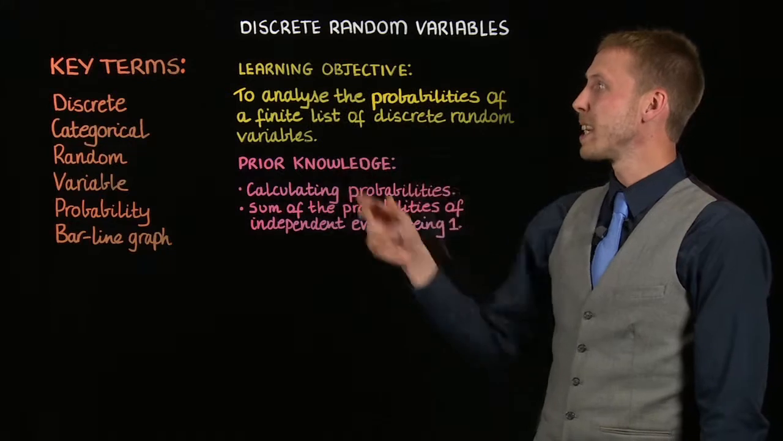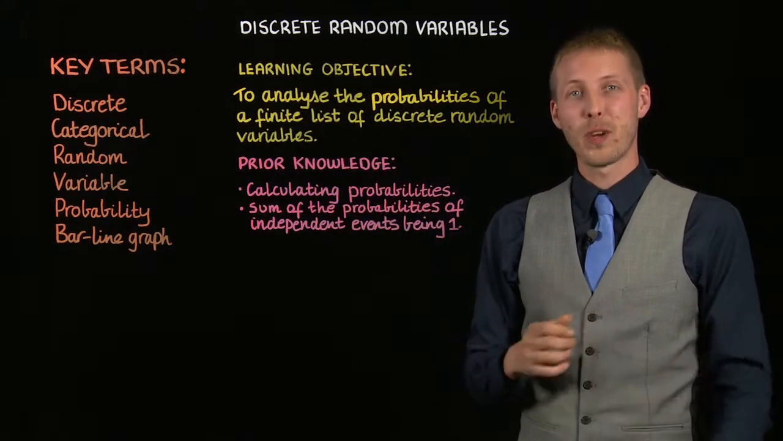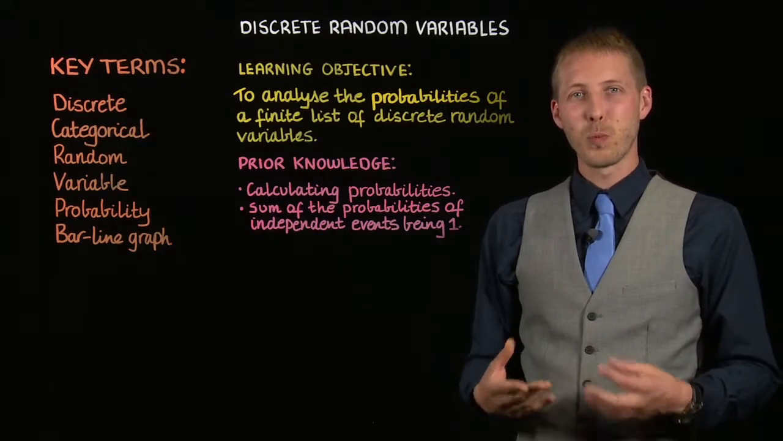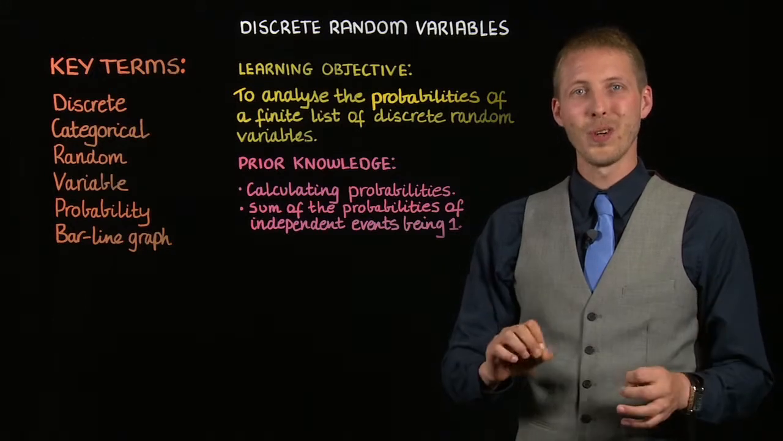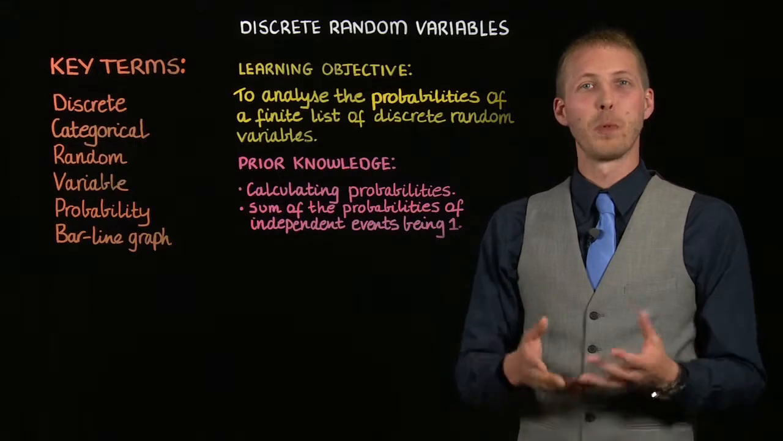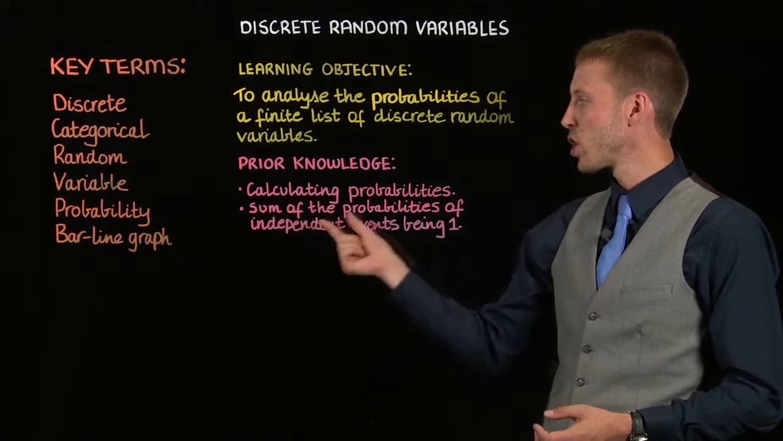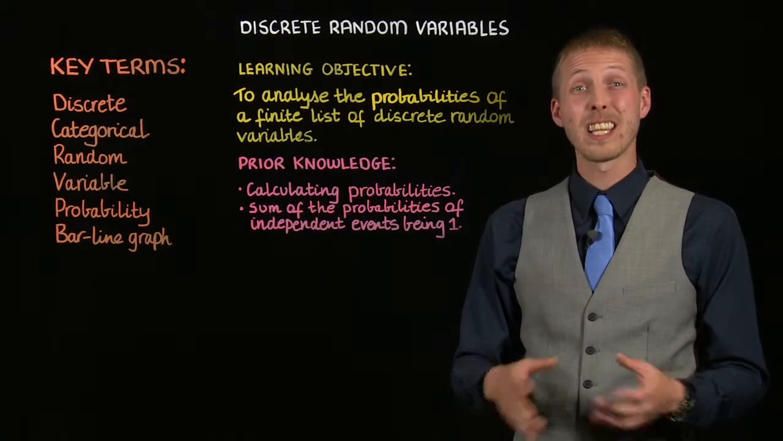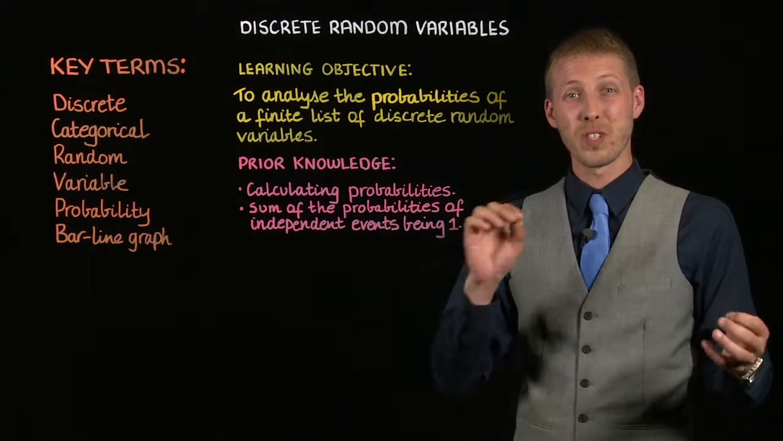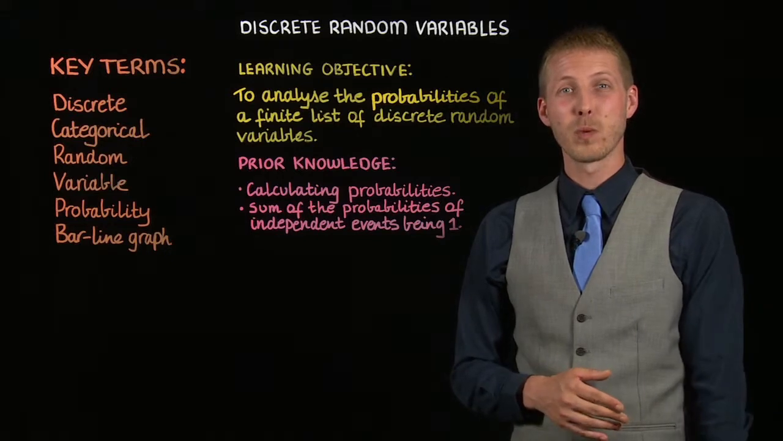Our learning objective is going to be to analyse the probabilities of a finite list of discrete random variables. Now, before you work on discrete random variables with students, what you're going to want to make sure is they do have plenty of experience of calculating with probabilities more generally, and in particular using the fact that the sum of the probabilities of independent events adds up to 1, because that's an important skill, an important fact that we use a lot when calculating probabilities with discrete random variables.